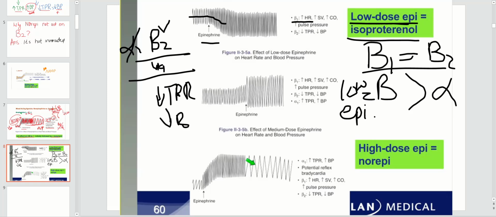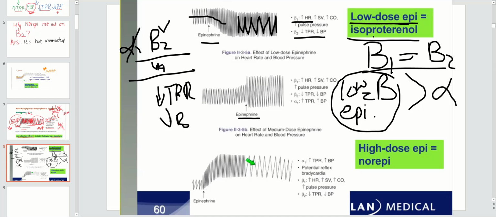They are showing the direct effect on the beta 1 receptor on the heart, because low dose epinephrine has more beta effect. So beta 2 decreases the blood pressure, while the beta 1 effect increases the heart rate. This is the same strip you will see in case of isoproterenol, which is a beta 2 and beta 1 agonist, right? So next is your medium dose.